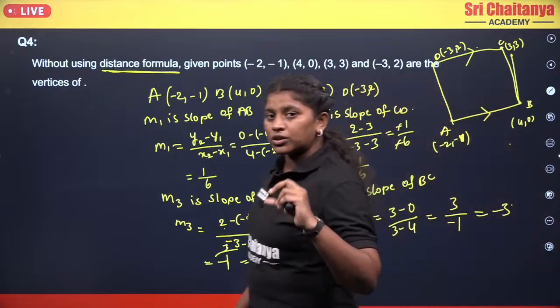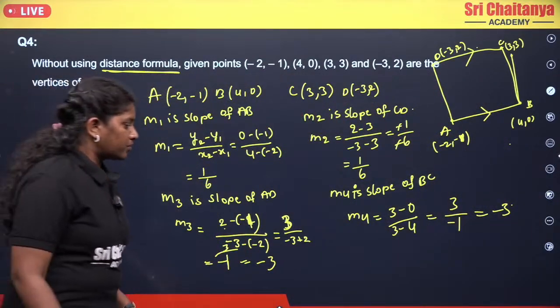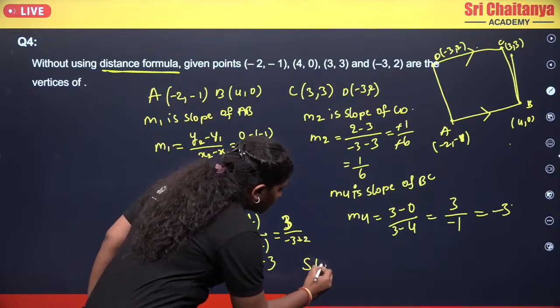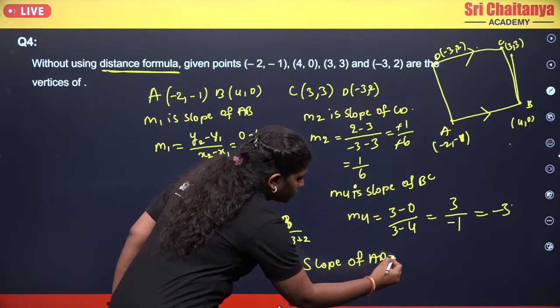So now here we got the slope of AD is equal to the slope of BC also. So from this we can write slope of AD equals slope of BC.